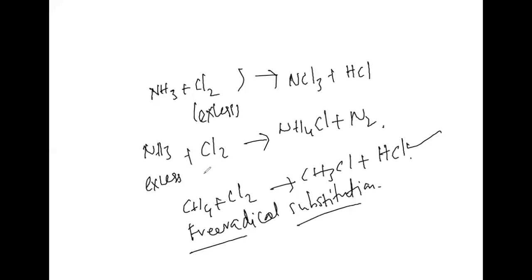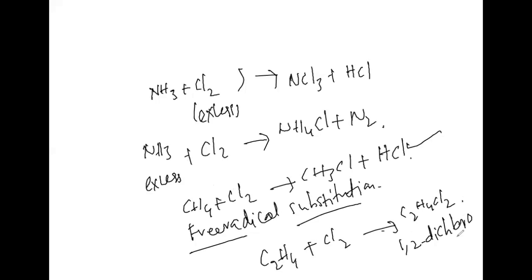Right. Now, I'll take one more reaction here: C2H4 plus Cl2 gives rise to C2H4Cl2. The name of the product is 1,2-dichloroethane. What type of reaction is this, Arun? Once again.